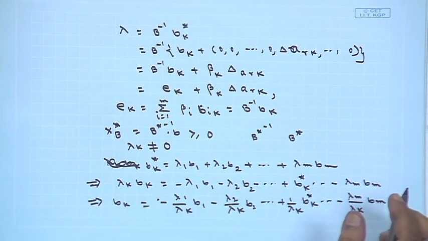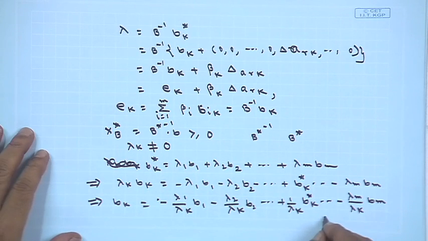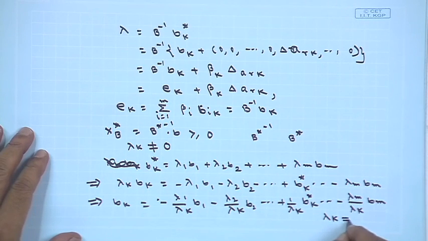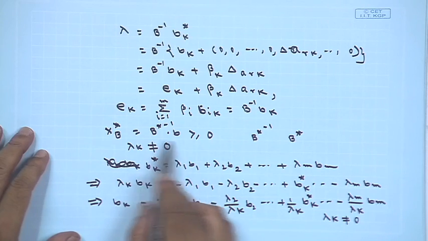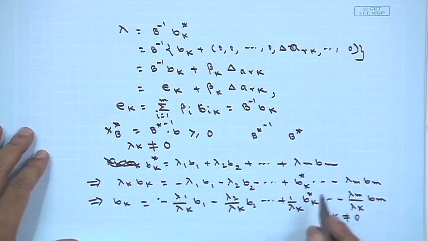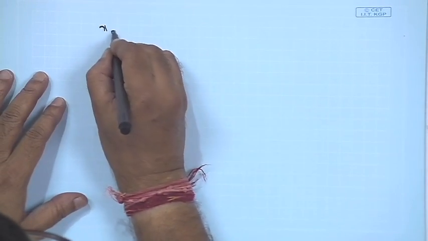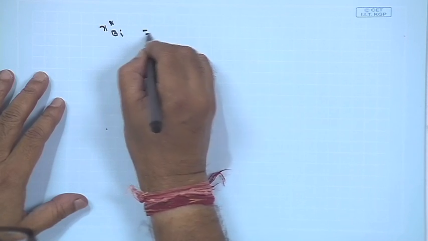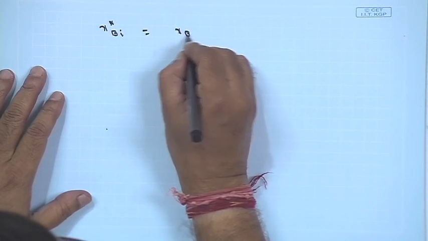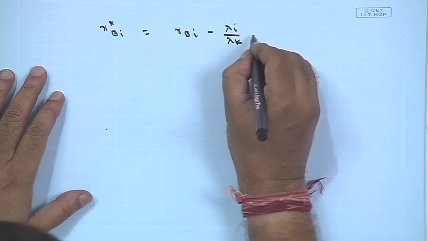And please note that here your lambda k is not equal to 0. From this we have told, since b star is non-singular, so we can write this down. Therefore, once I obtain this b k, x b I star I can rewrite like this: x b I star equals x b I minus lambda I by lambda k into x b k.